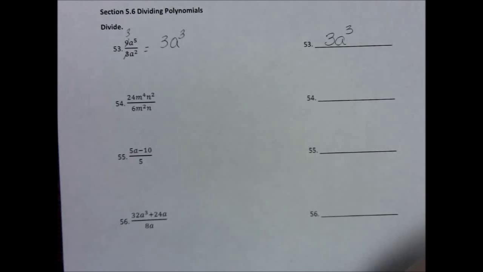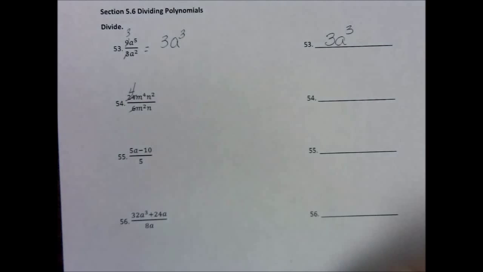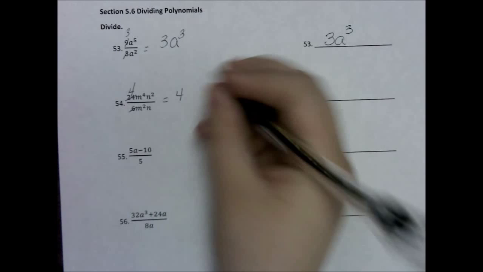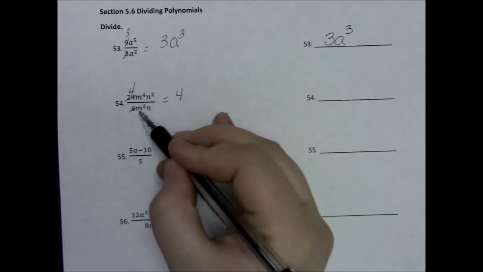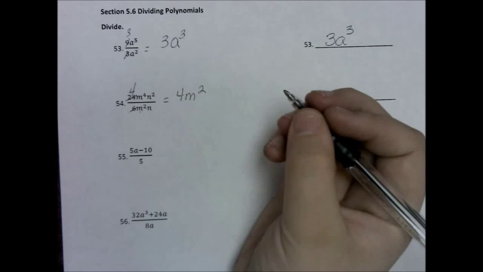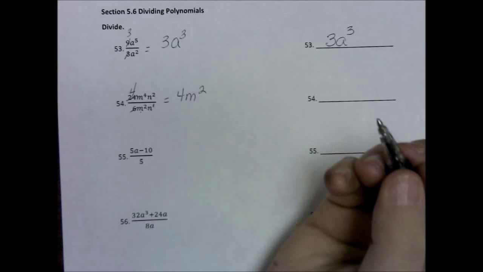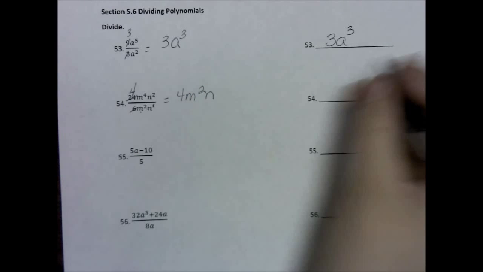Number 54, 6 goes into 24 4 times. So I have 4 m to the 4th divided by m squared. Subtract those exponents, that gives us m squared. And then n squared divided by n to the 1st is just an n.